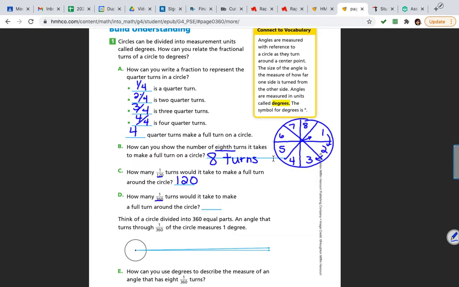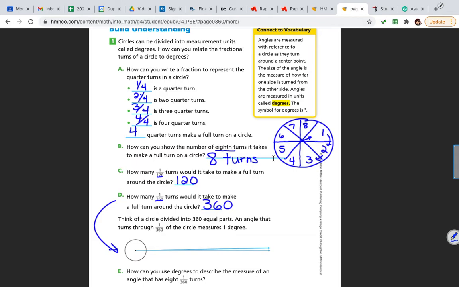So if you have a circle and it has 360 pieces, and it kind of shows it right here in this picture. So 1 out of 360 is a very, very small piece. So it could go around 360 times. Think of a circle divided into 360 equal parts. An angle that turns 1 in 360 of a circle measures 1 degree.